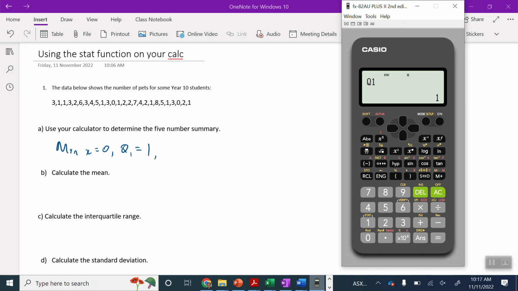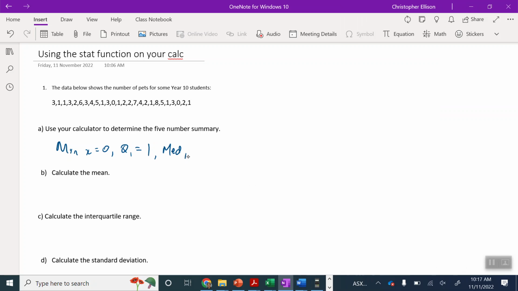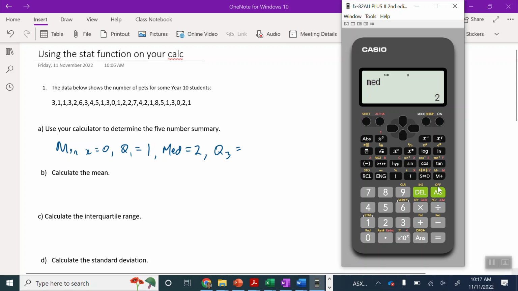And our next one, again, shift 1, 5. Our median would be the next in the 5-number summary. 4 is 2. So our median is equal to 2. Now Q3, let's have a look. We're going to go AC and then shift 1 again. And 5, Q3, we need 5 for that, my bad. Shift 1, 5, and then 5 again for Q3, equals 4.